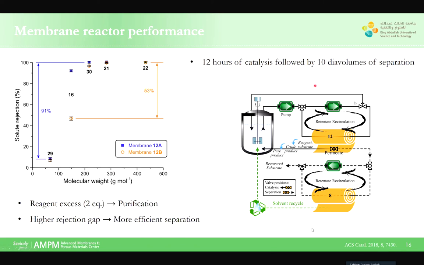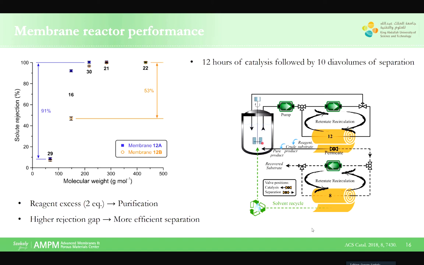And here you can see the actual process scheme for this catalytic membrane reactor. So in these vessels, third vessel, you have your substrate and your reagent. You perform the reaction by using this pump and pressurized system. The retentate is being recirculated back, that you can see here on the top. And we have the permeate going through the membrane, which is also recirculated back. Okay, and this is the catalysis stage.